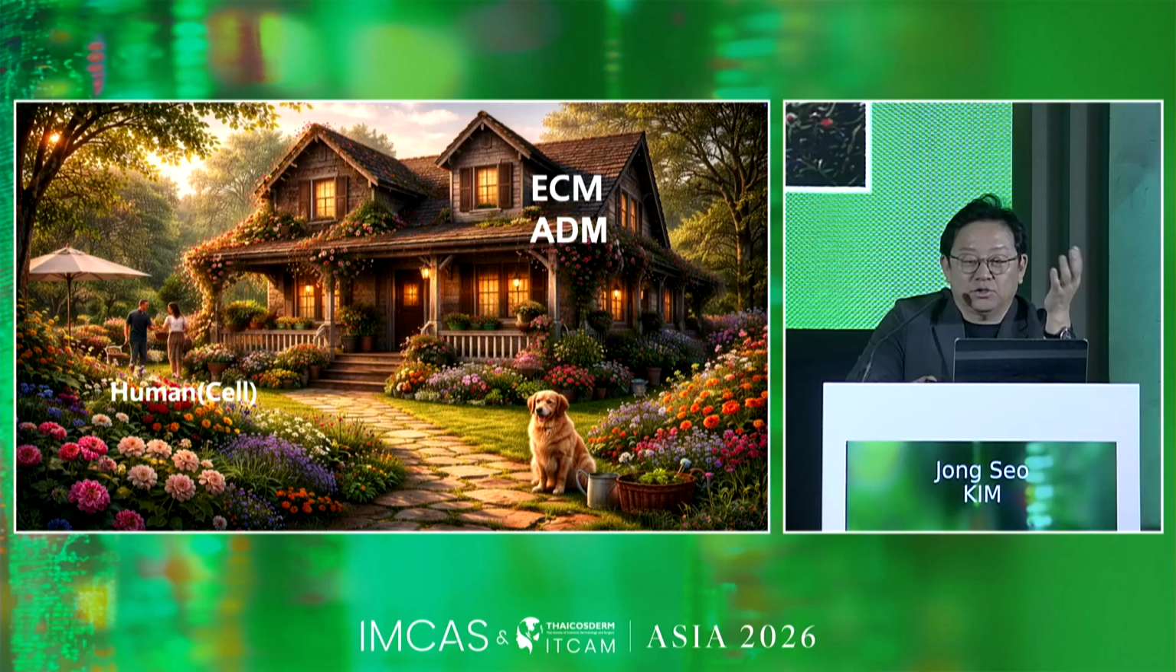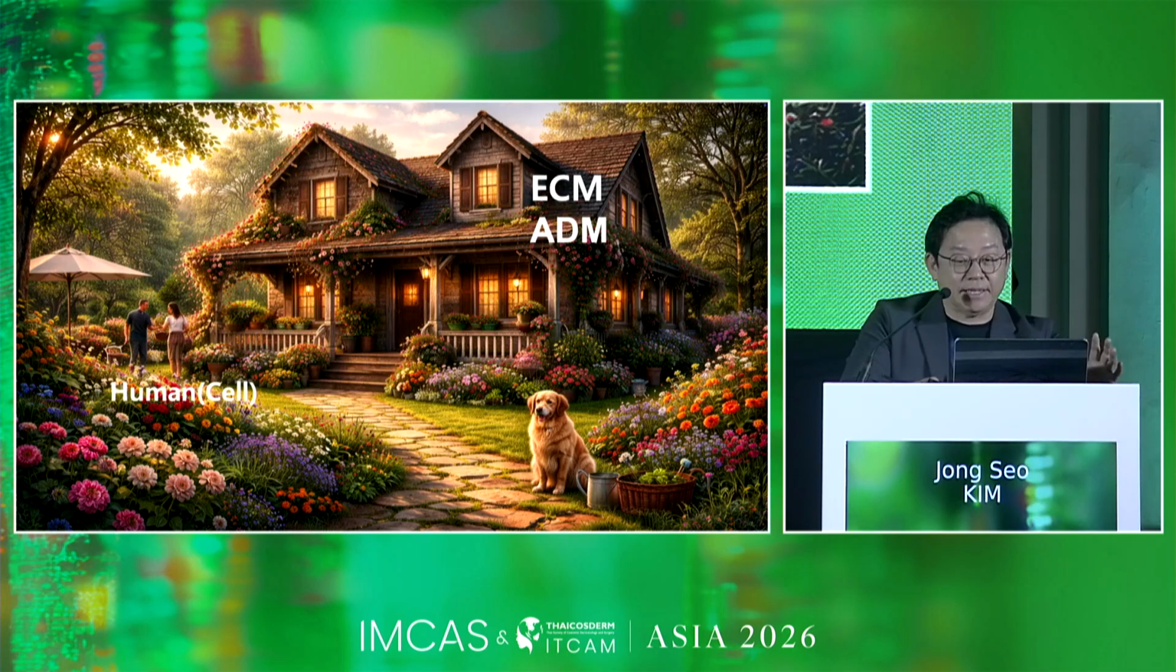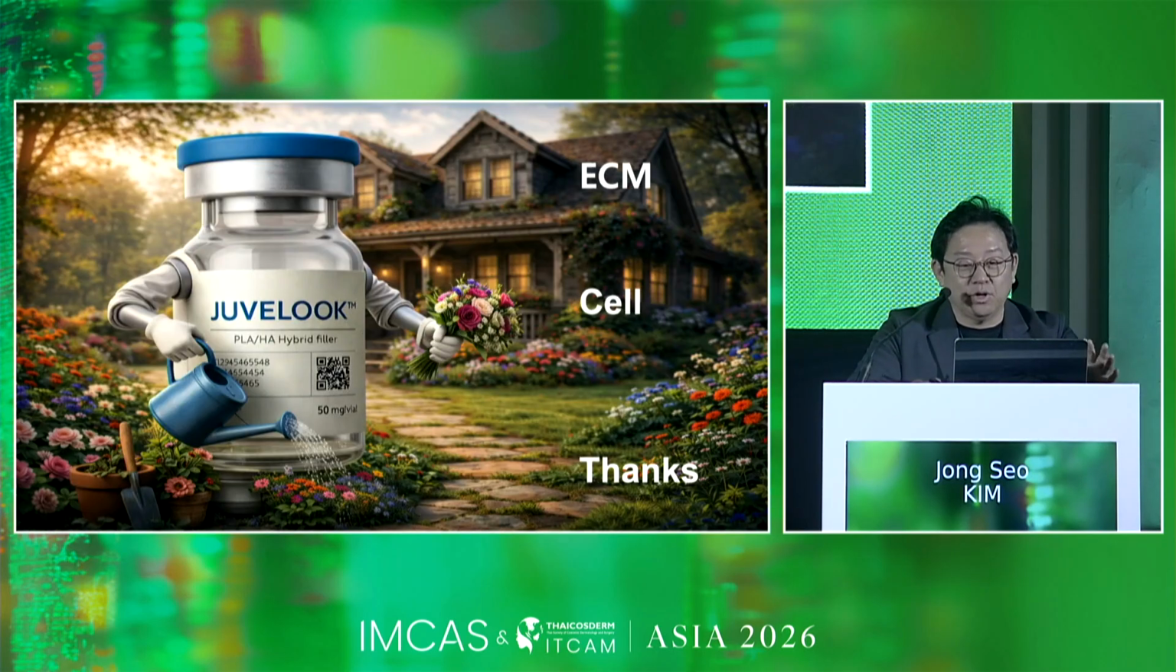A house needs cells to live inside and maintain the house and repair the ECM, to keep the ECM alive. It's the same in the body. ECM needs cells, fibroblasts. So we can add some skin booster, PDLLA or PLA, to bring in the cells, and then the cells begin to restore together with the ECM, a better balanced regeneration system. Thank you for your attention.